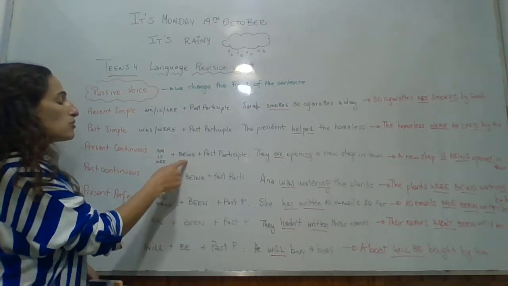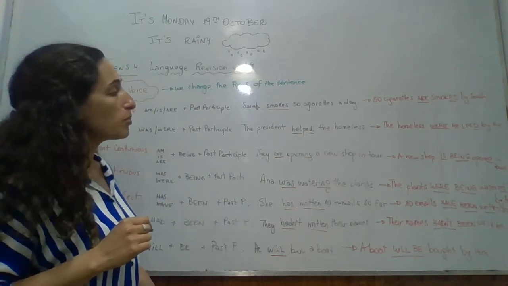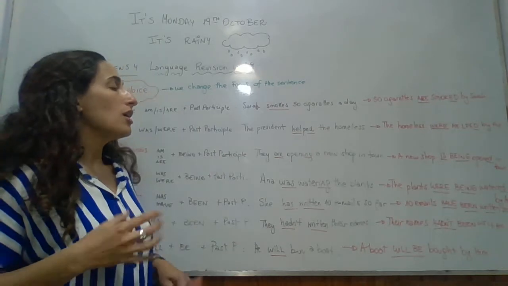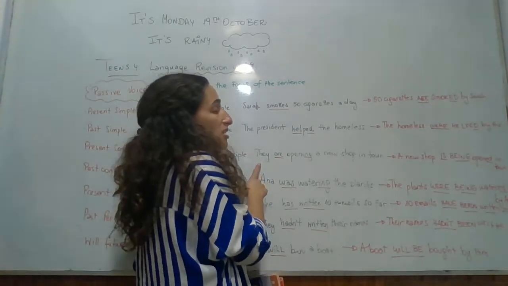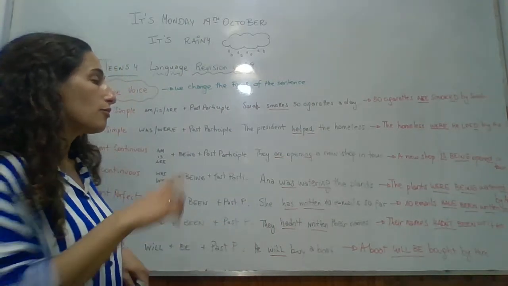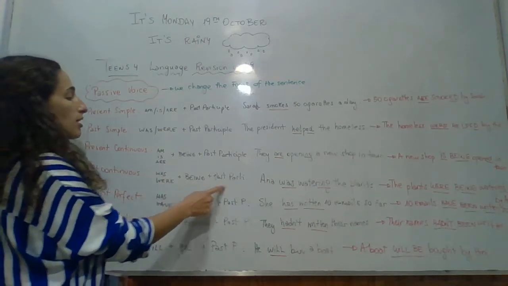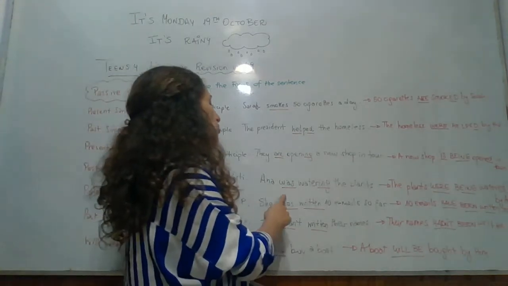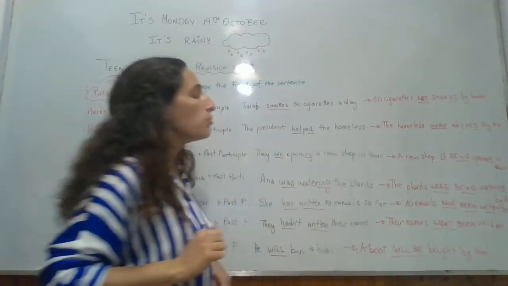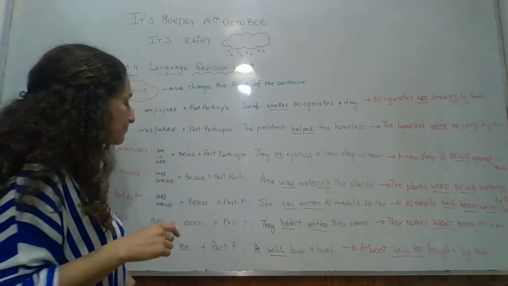Siempre que haya un continuous tiene que estar el being and the past participle. They are opening a new shop in town. A new shop is being opened in town. Yes? It's not important who is opening the shop, they, but that the new shop is being opened, right? The being for continuous. Past continuous, was or were, being, and the past participle. Anna was watering the plants. The plants were, because it is plural, being watered. Estaban siendo regadas by Anna, yes?